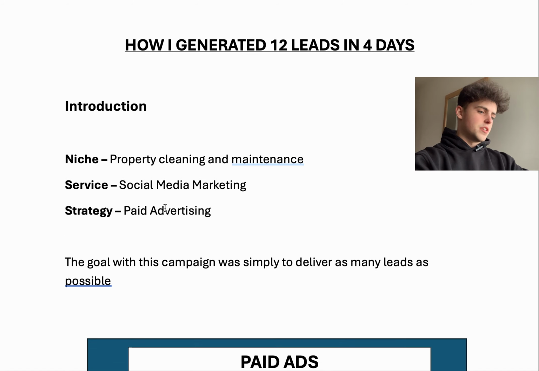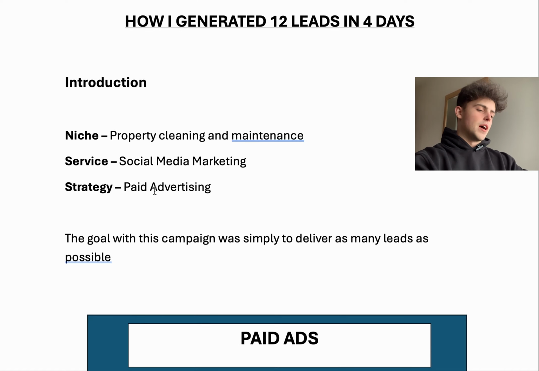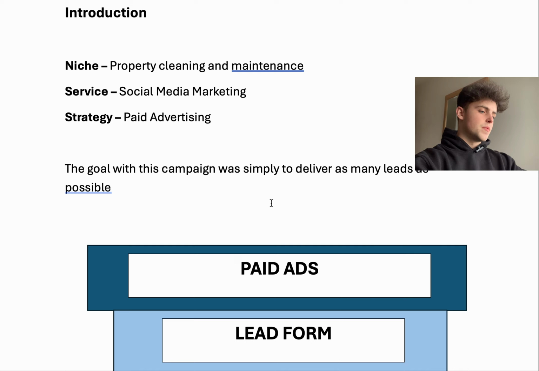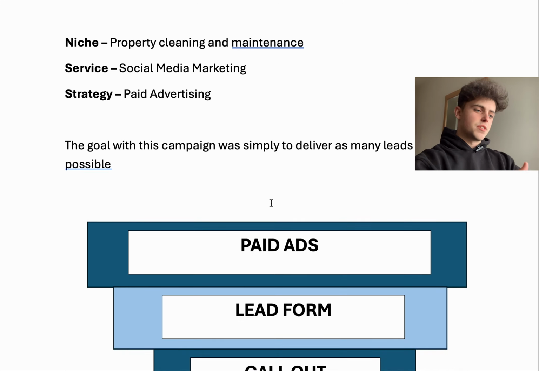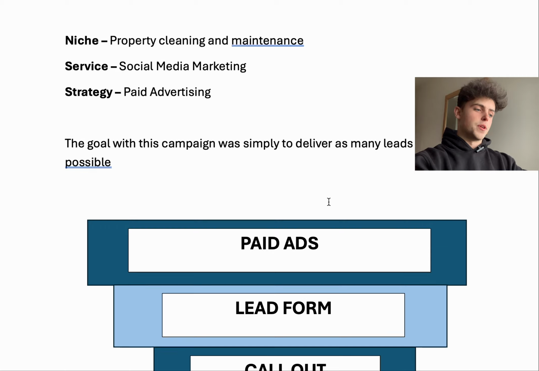Introduction. So the niche was property cleaning and maintenance. So we were talking roof cleaning, wall cleaning, driveways as well. The service, obviously, was social media marketing. This was advertisements on Meta, Facebook and Instagram, and the strategy was paid advertising. So the goal with this campaign was simply to deliver as many leads as possible. We were in a small enough area, so I didn't want to be too specific with who I was advertising to, just so that we could get the volume in.